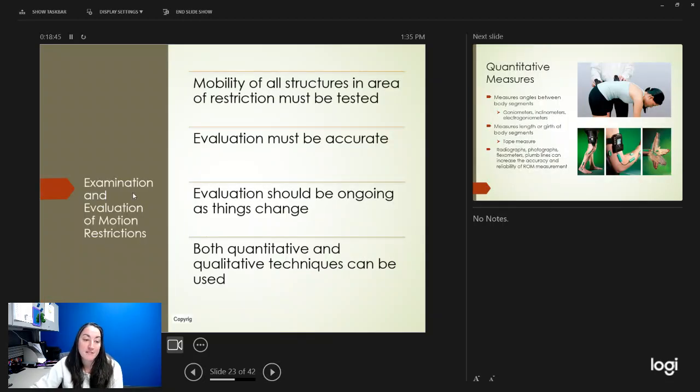During the exam and the evaluation of motion restrictions, mobility of all the structures in the area have to be tested so you can really pinpoint what is wrong. The evaluation needs to be accurate. It should be ongoing as they're going through therapy. You're continuing to assess and evaluate and determine what's wrong. It should be quantitative and qualitative, and not just me explaining what I see, but having real concrete measurements when possible.